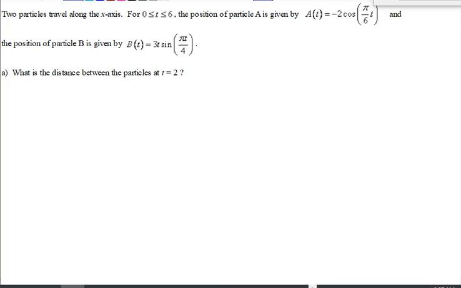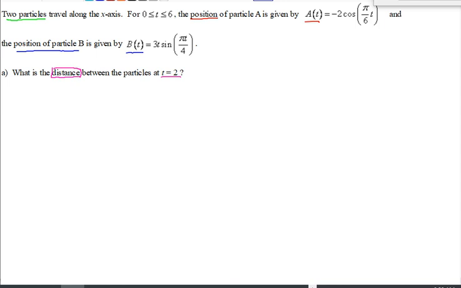All right, let's take a look at a different example here. This one says we've got 2 different particles that are both traveling on the x-axis. The position of particle A is given by a of t, and the position of particle B is given by b of t. And what's the distance between the 2 particles at t equals 2?